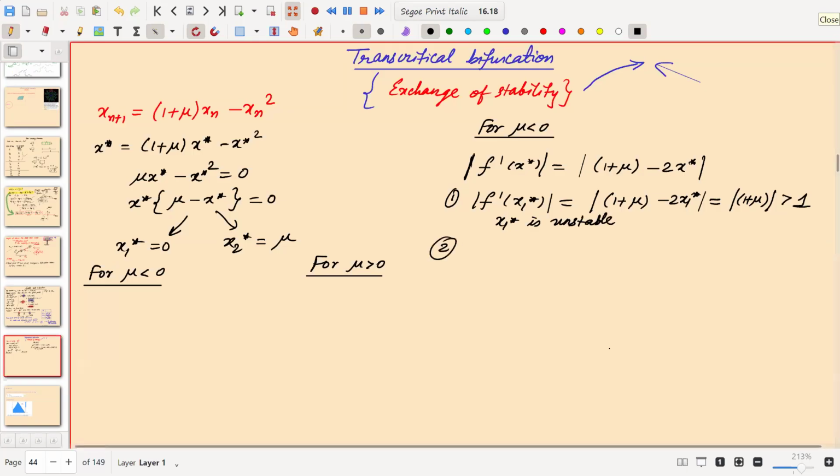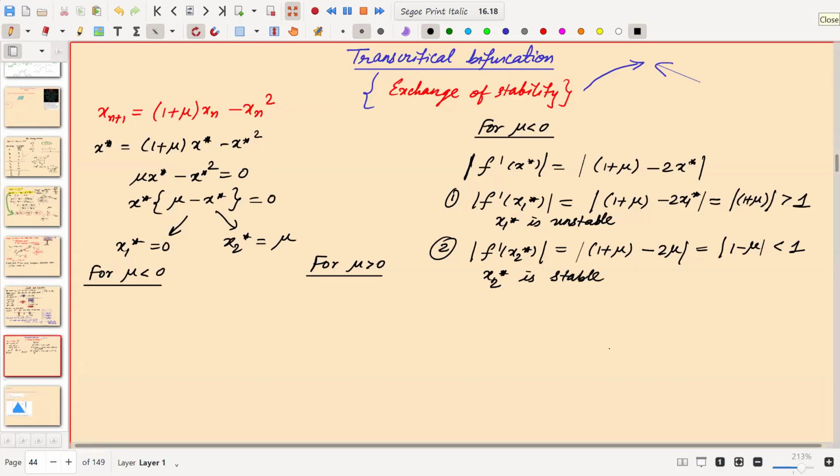Now coming to the second fixed point, f prime at x2 star, right? So what is x2 star? X2 star is mu. So that will be 1 plus mu minus 2 times mu. What is this? 1 minus mu. So this will always be less than 1, right? Isn't it? So if it is always less than 1, x2 star is stable.